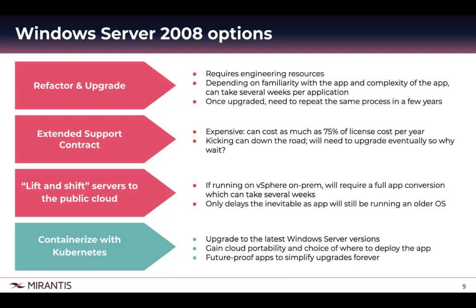So those three are options, but the one that we've found to be the most compelling is around containerization. So we can take an application that's running .NET Framework on a VM today. We containerize the application itself with its configuration, thus decoupling that app from the underlying operating system. Once containerized, we can throw away that Server 08 environment and move the container forward to Windows Server 2019.